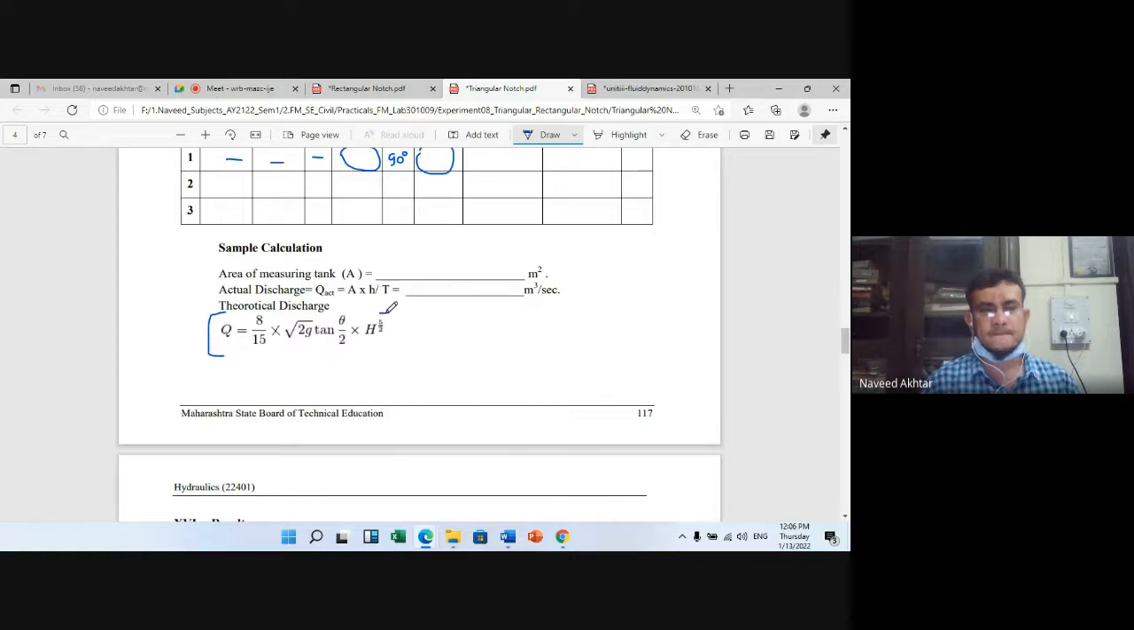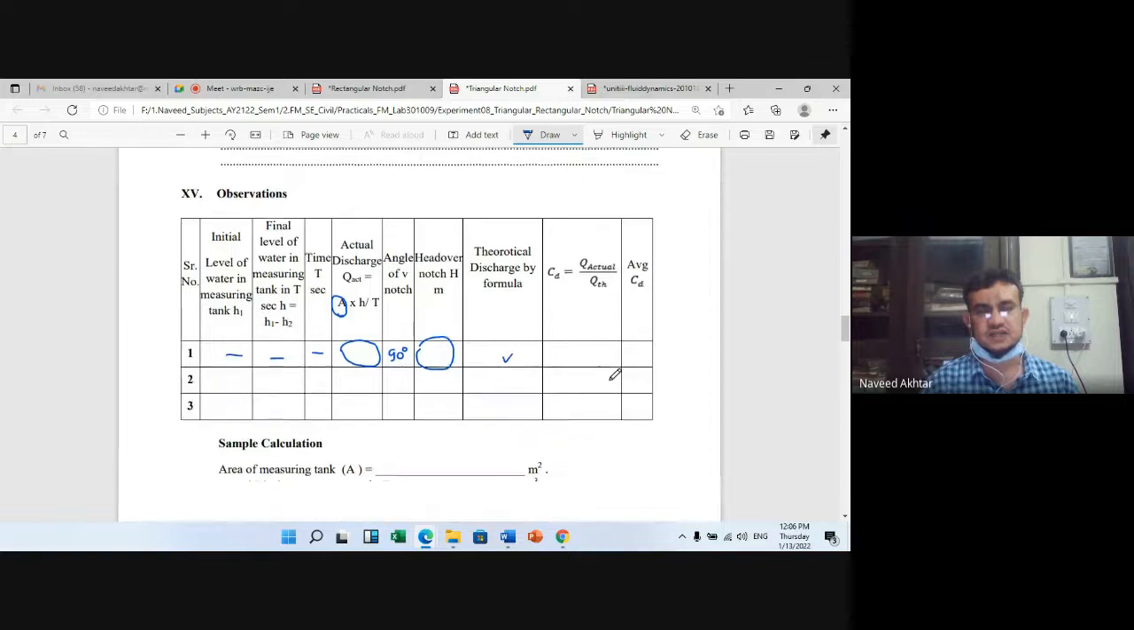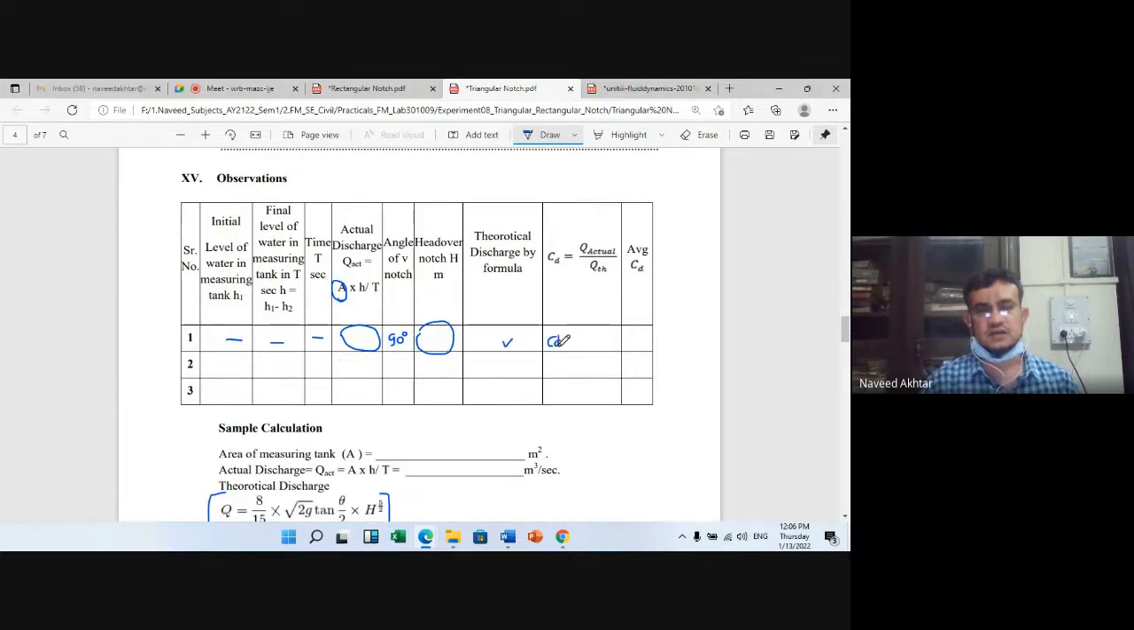Okay. Find out the theoretical discharge. So we get the theoretical discharge. Then Cd1 is 0.6, which we have just calculated. Similarly, Cd2, the value will come out as 0.59, and Cd3 will come out as 0.61.